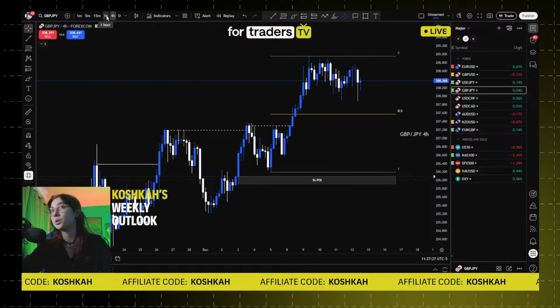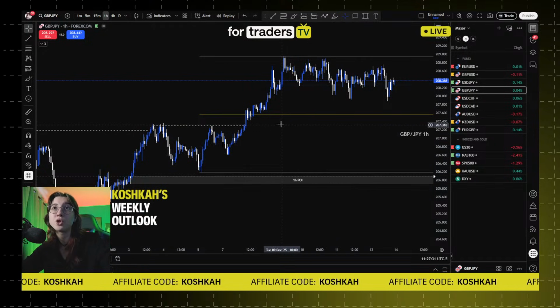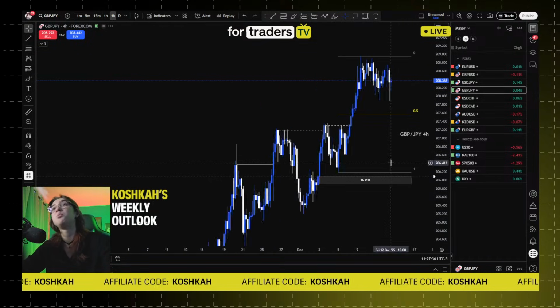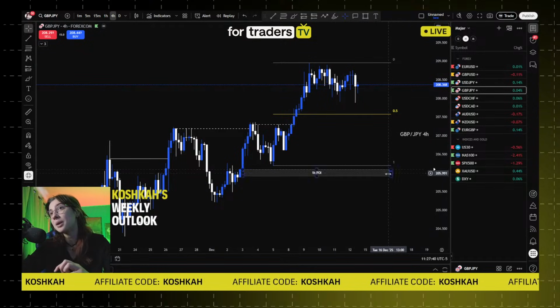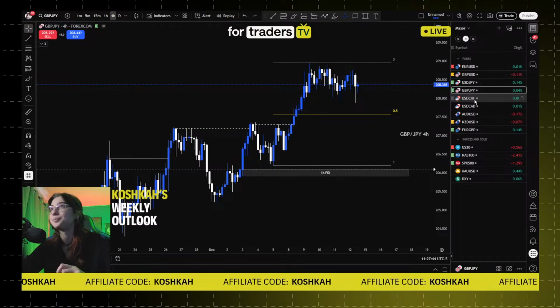On the 4 hour, there was nothing to do. So we can go on the 1 hour, and unfortunately on the 1 hour there is nothing to do either. So GBP JPY, what we have is just this 1 hour POI in the bottom, and that's pretty much it. There is nothing else that we can do.